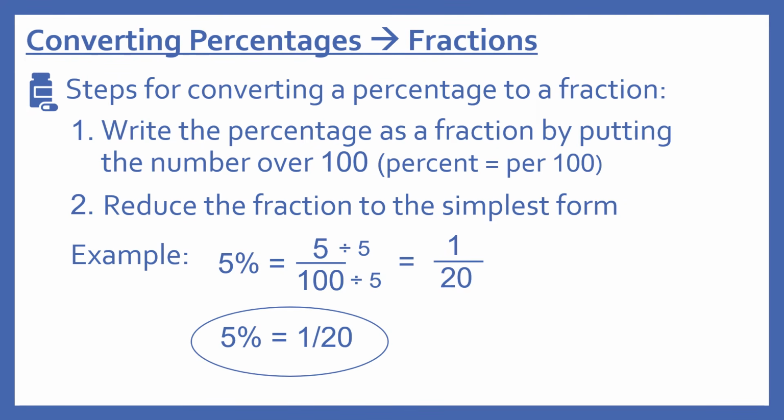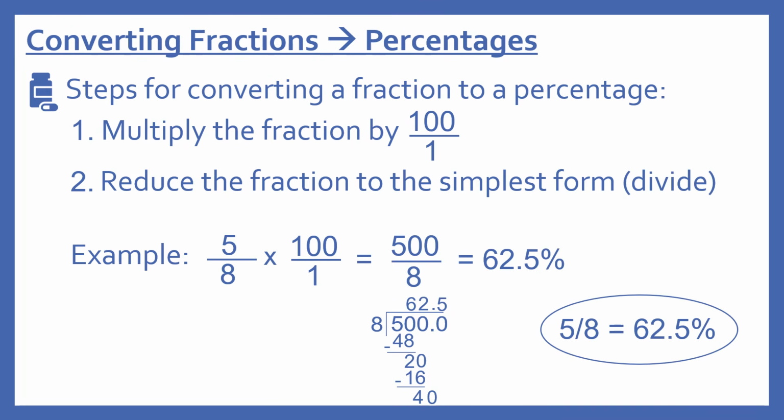So now we'll look at converting percentages to fractions. So first, you're going to write the percentage as a fraction by putting the number over 100. Remember, percent means per 100. And then we'll reduce the fraction to its simplest form. So for example, 5%, to write that as a fraction, would be 5 over 100. Okay, that's not in its simplest form because both numbers are divisible by 5. So we'll divide 5 by 5, and that equals 1, and then 100 divided by 5 equals 20. So 5% as a fraction would be 1/20th.